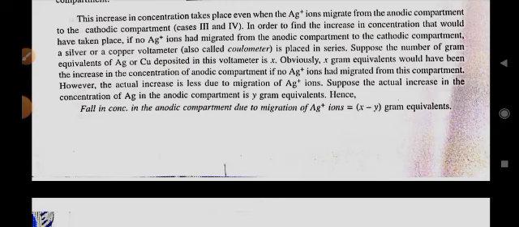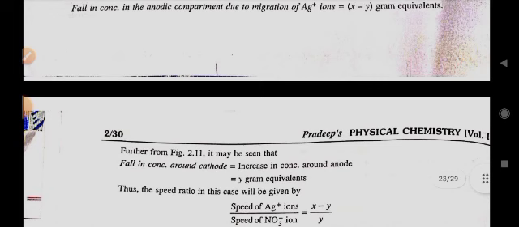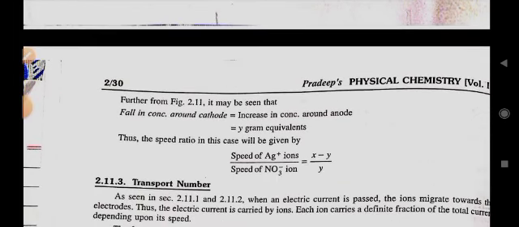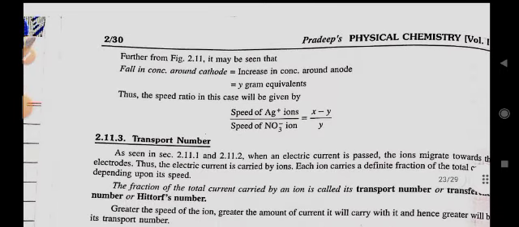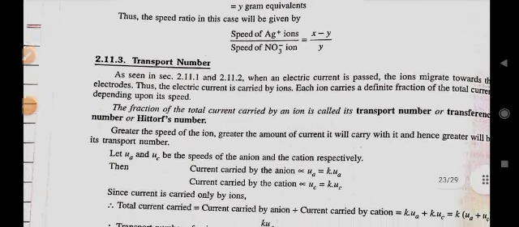However, the actual increase is less due to migration of Ag+ ions. Suppose the actual increase in the concentration of Ag in the anodic compartment is Y gram equivalents. Hence, falling concentration in the anodic compartment due to migration of Ag+ ions is equal to X minus Y gram equivalents. Falling concentration around the cathode, which equals the increase in concentration around the anode, is equal to Y gram equivalents. Thus, the speed ratio in this case is given by speed of Ag+ ions upon speed of nitrate ions is equal to (X minus Y) upon Y.